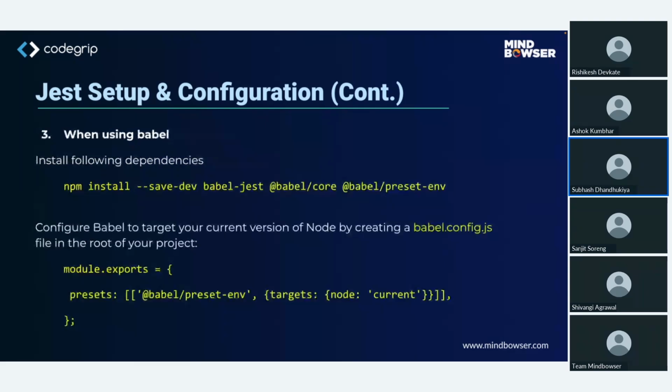Next, we will see while using Babel. Let's see first what Babel is and why we use it in our project. Basically, Babel is a JavaScript compiler, a toolchain that is mainly used to convert ECMAScript code into a backward compatible version of JavaScript in current and older browsers or environments. So for Jest, when we use Babel, again, we just need to fire this command and write this code in your babel.config.js file, and then we are good to go.